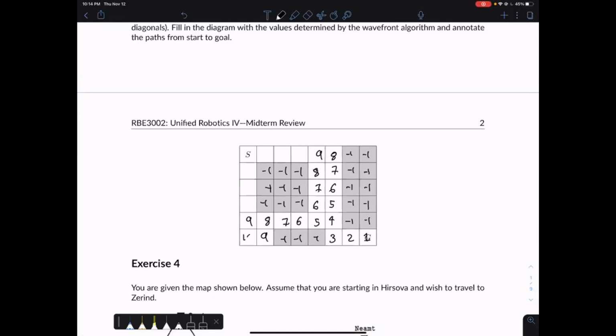All of those neighbors get another one added. So we get 10, 10, and 10, and 11. Same thing with 12. And then they finally meet up, and the start node gets a 13. Any questions? It's a pretty simple algorithm. Just keep in mind that you should be starting at the goal.